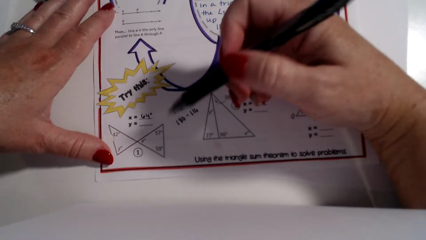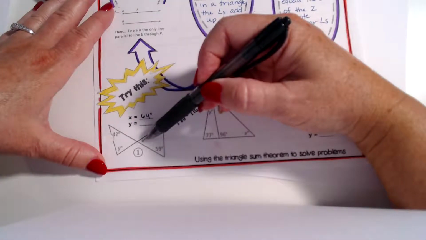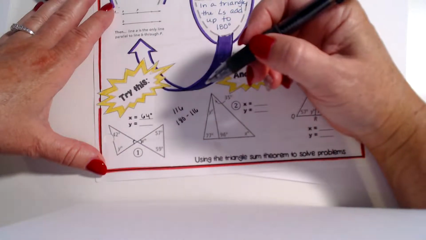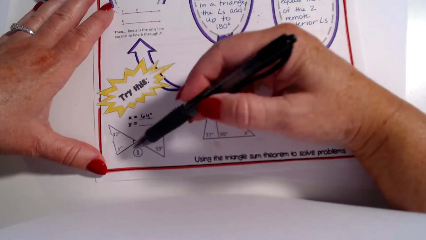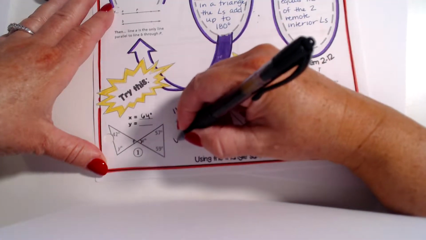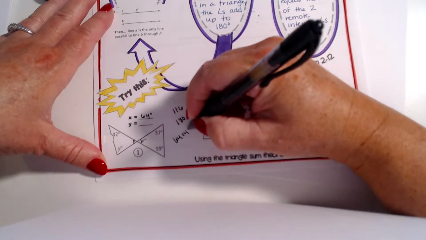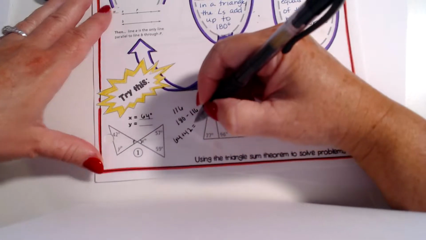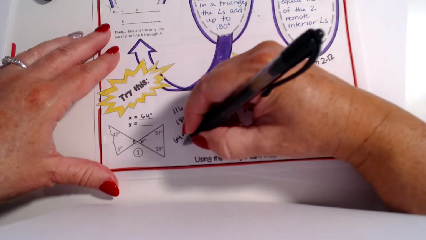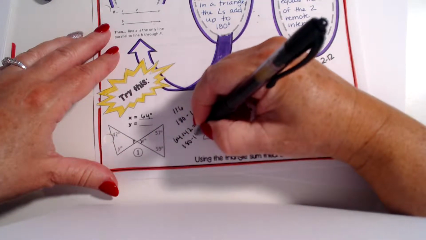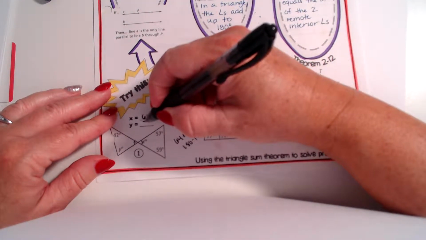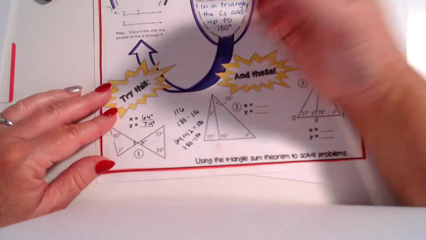Okay, now let's take a look at y. If this is 64 degrees, then so is this, because these are vertical angles. Okay, so if this is 64 degrees, then we can add 64 degrees plus 42 degrees, and we are going to end up with 106. Then take 180 minus 106, and we're going to end up with 74. So angle y is 74 degrees.